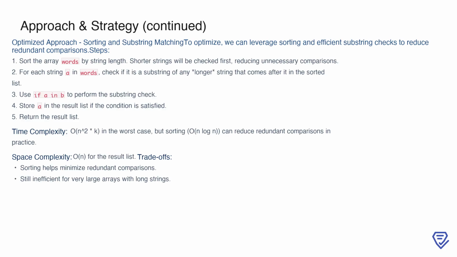This reduces redundancy, as we avoid comparing against strings that are too short to contain the current string. The steps involve sorting the array, performing the substring check for each string against longer ones, and storing matches in the result list. While the worst-case time complexity remains O(n² * k), the sorting step, which is O(n log n), helps reduce redundant comparisons in practice. The space complexity is still O(n) for the result list. This approach strikes a balance between simplicity and efficiency, though it may still struggle with very large datasets.